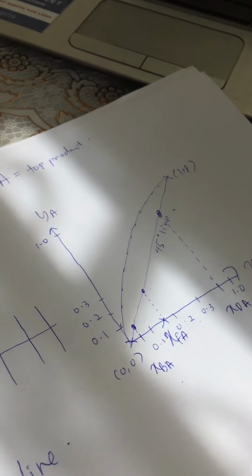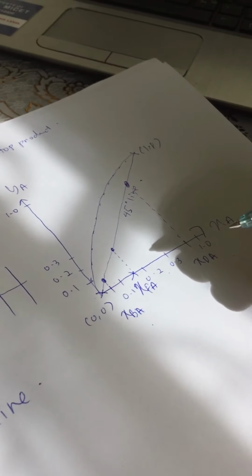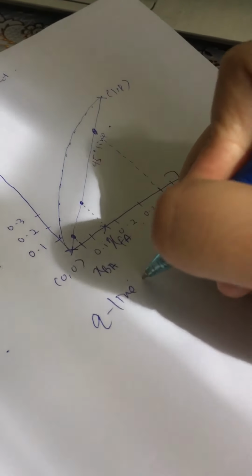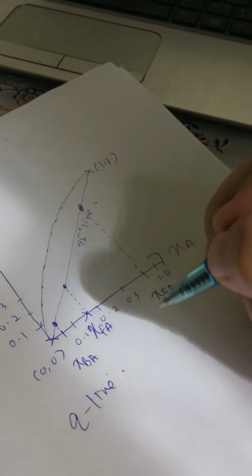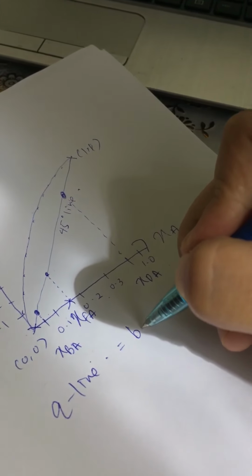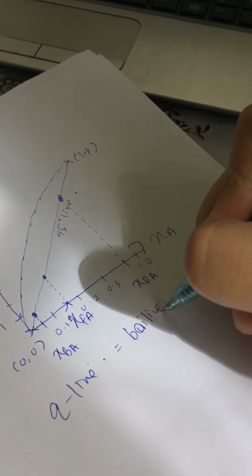So the next step is to draw the Q line. The Q line that will be given in the question will be written as: the Q line follows the boiling point condition.